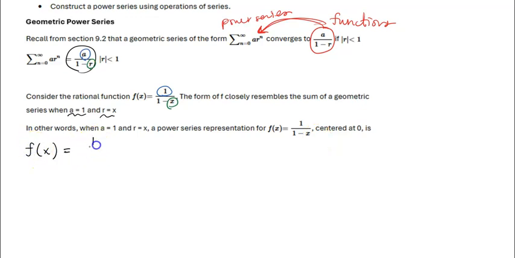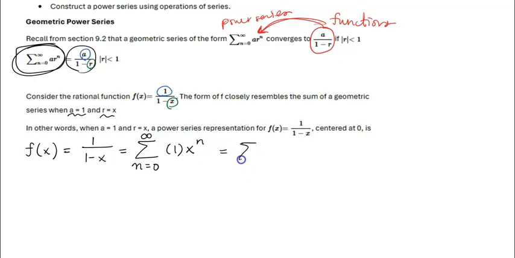If f of x is equal to 1 over 1 minus x, I'm now going to fill this part out and write it as a series, because we saw that a was equal to 1. So I'll put that there, but I don't necessarily need that. R is x, and the exponent on r is n. So this is really just the sum from n equals 0 to infinity of x to the n, which is in fact a power series.